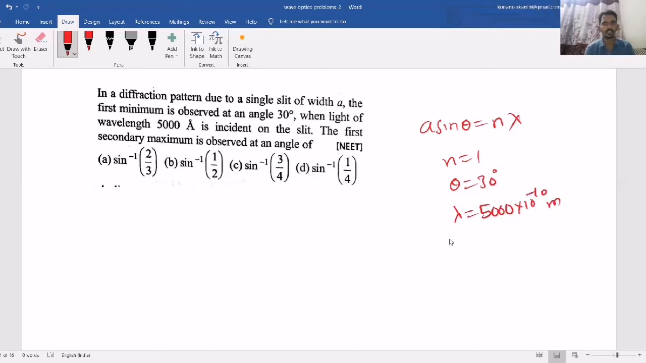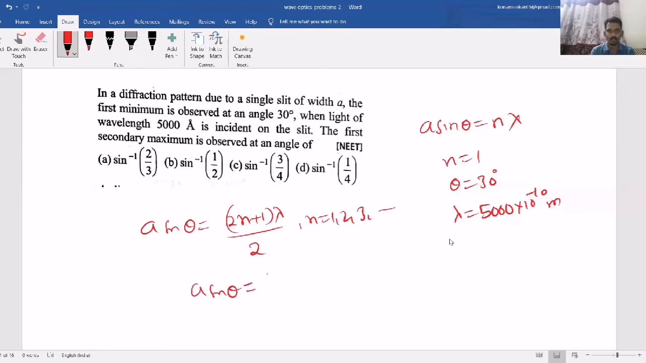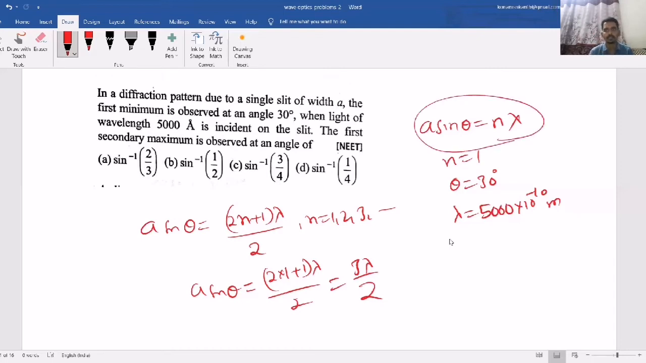Now they are asking, the first secondary maximum is observed at an angle of? What is the condition for secondary maxima? a sin theta equal to (2n plus 1) lambda by 2, where n equal to 1, 2, 3, and so on. First one they are asking, so a sin theta equal to (2 into 1 plus 1) lambda by 2, equal to 3 lambda by 2. Lambda value they have given. Now a value they have not given, so we calculate a from the initial condition.